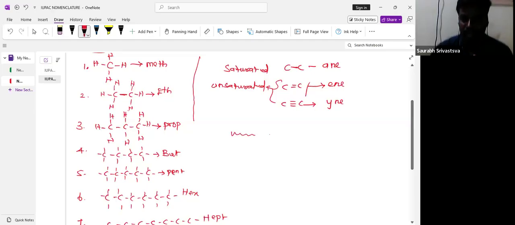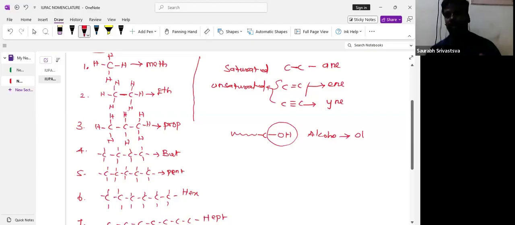This is a long chain, connected with the carbon and then connected with the OH group. If the OH group alone is present, then it is called an alcohol. Then the secondary suffix we keep is OL. Only OL you should add; beyond that, you should not add any other things.